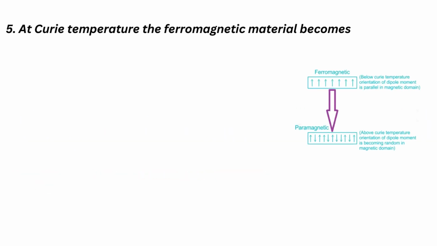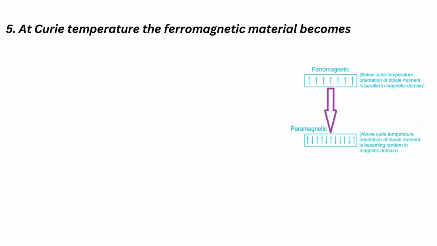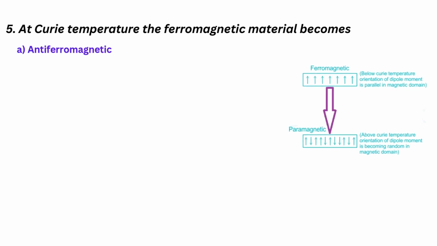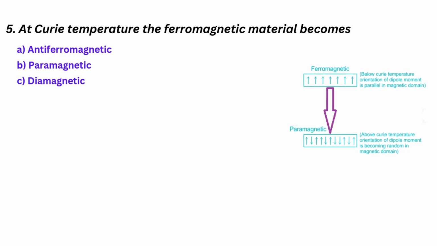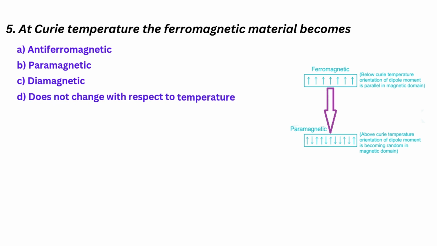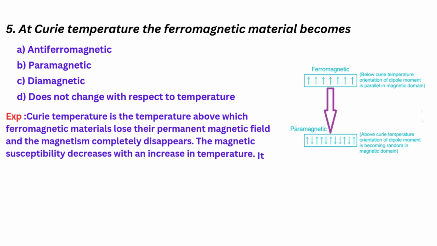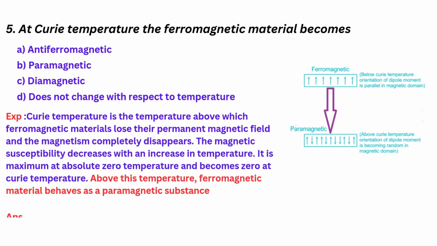At Curie temperature, ferromagnetic material becomes, the choices given are antiferromagnetic, paramagnetic, diamagnetic, does not change with respect to temperature. The correct answer is: at Curie temperature, ferromagnetic material becomes paramagnetic.